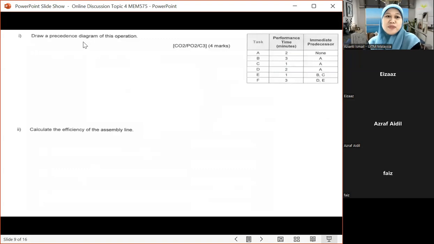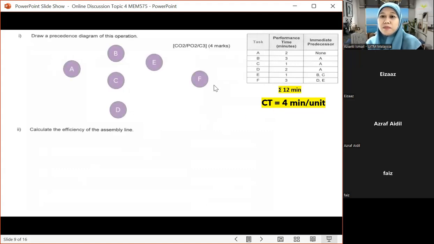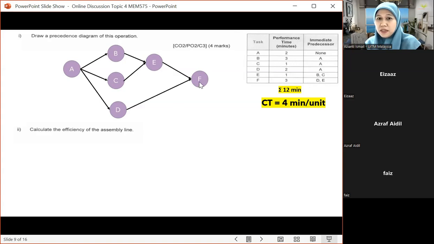So, lukis dulu precedent diagram. So, kat sini ada F. Okay, sum dulu sebab nak pakai nanti. CT tadi kita dah kira 4. So, adalah bubble sampai F. Okay, now kita nak start buat dia punya arrow. Sebelum A, none. And then daripada A pergi B, A pergi C, A pergi D. Wah, banyak. And BC pergi F. And then DE pergi ke F.